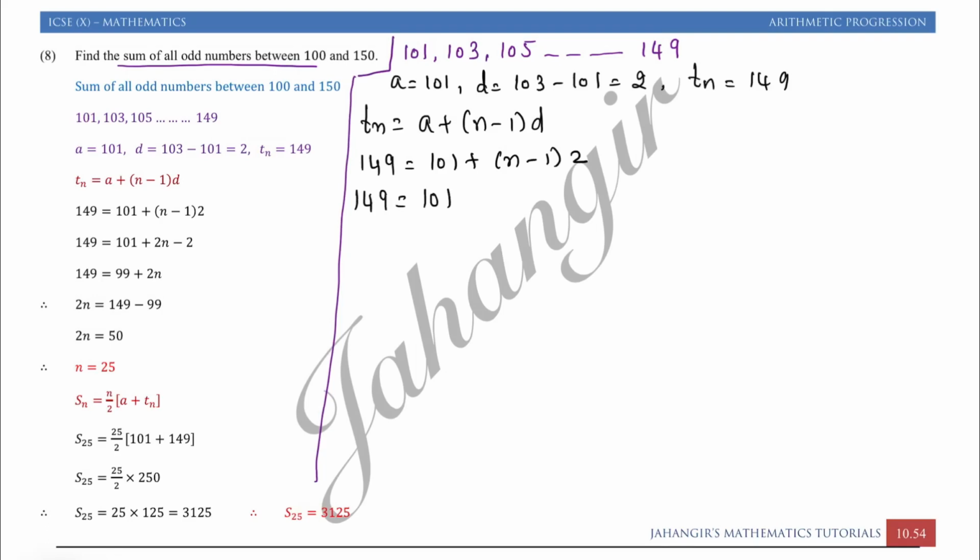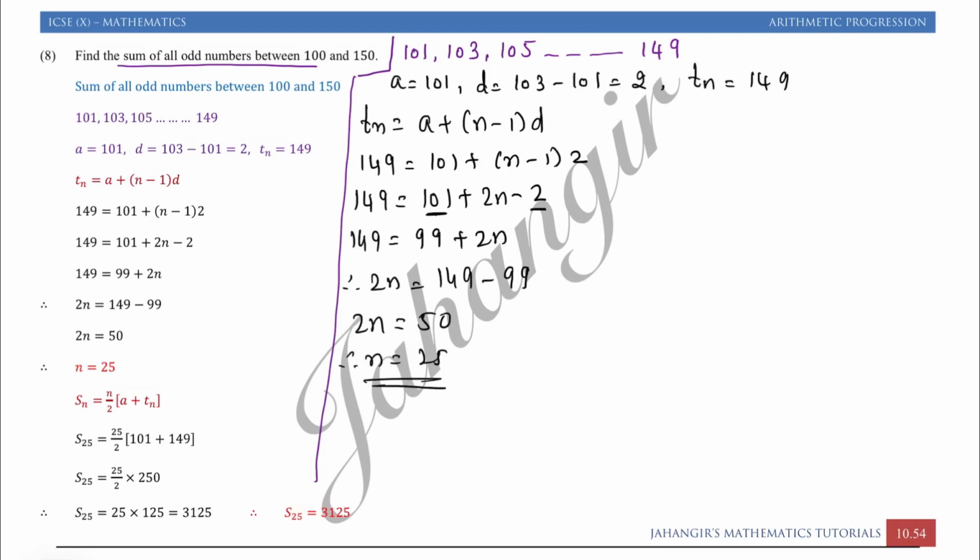149 is equal to 101 plus 2n minus 2. 149 is equal to 99 plus 2n, if you subtract 101 minus 2. So therefore 2n is equal to 149 minus 99. 2n is 50. So therefore n is equal to 25. So there are 25 terms from 101 till 149.